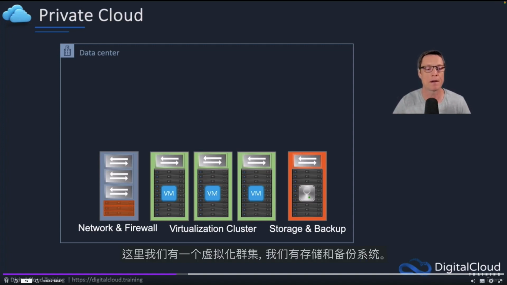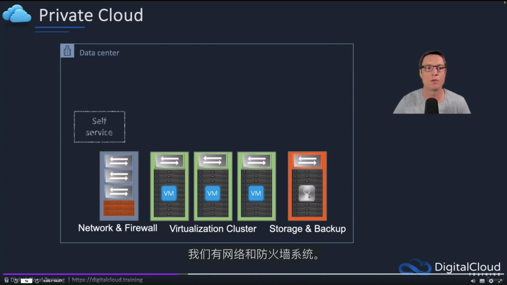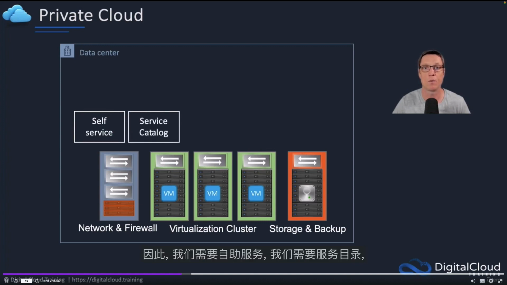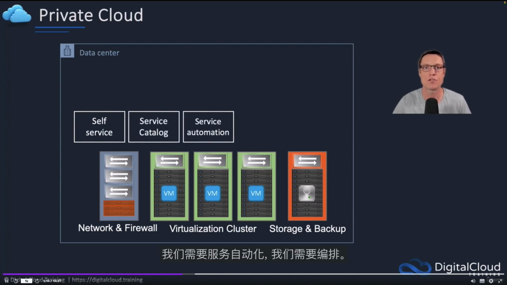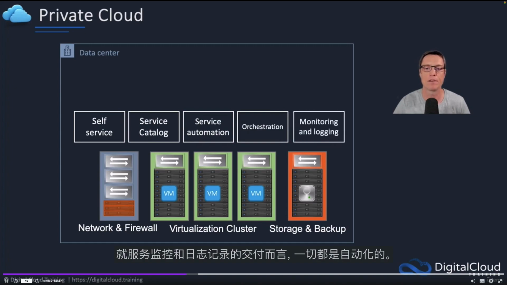We have storage and backup systems. We've got network and firewall systems. But then on top of that, we have to add on those capabilities. So we need the self-service. We need the service catalog. We need the service automation. We need orchestration, so everything is automated in terms of the delivery of the service.